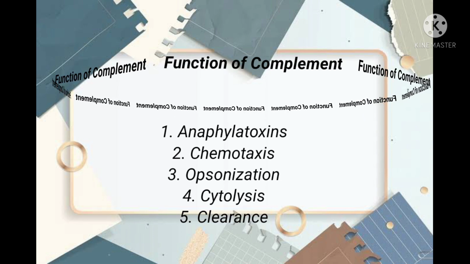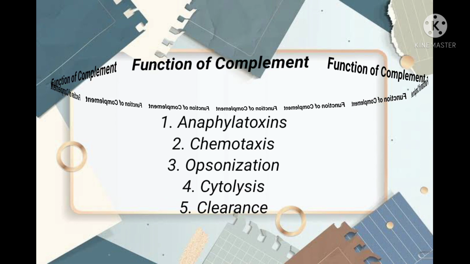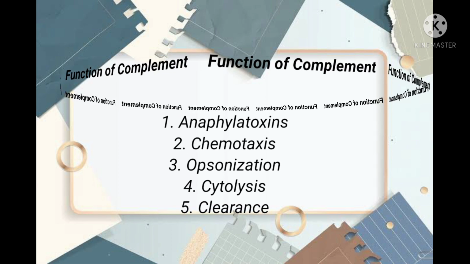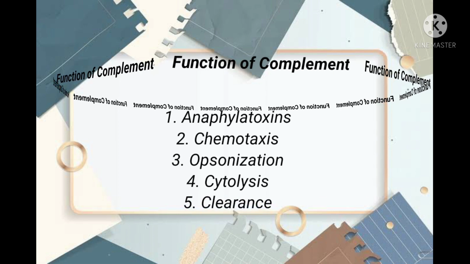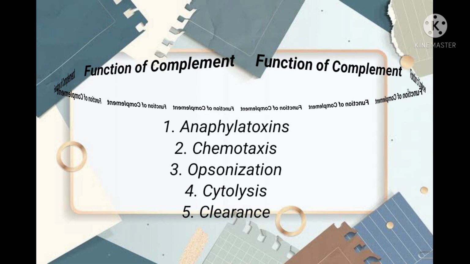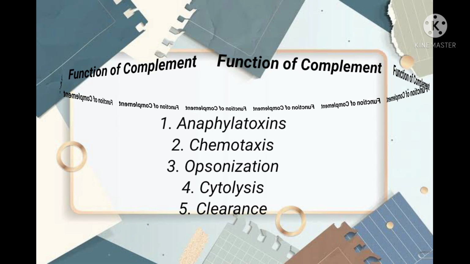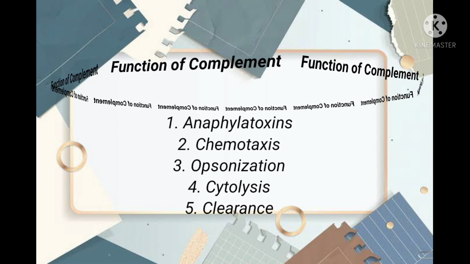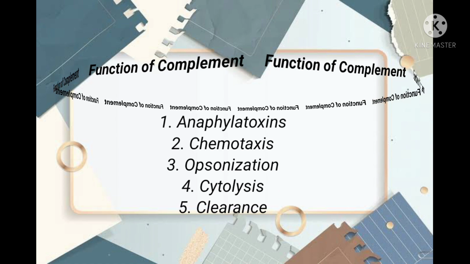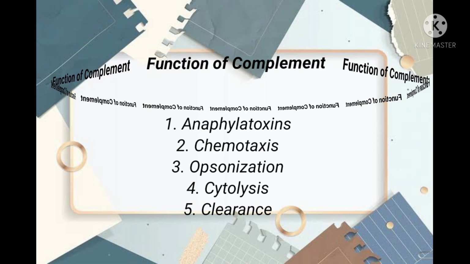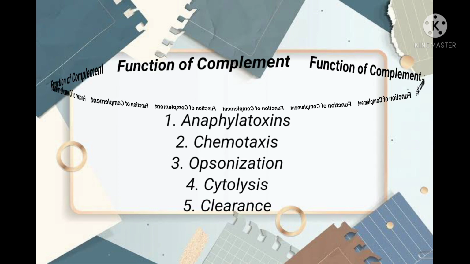Second is chemotaxis. C5a stimulates movement of neutrophils and monocytes towards sites of antigen deposition. Third is opsonization. C3b binds to complement receptors and enhances phagocytosis by neutrophils and macrophages. Fourth is cytolysis. The insertion of the membrane attack complex into the cell surface leads to killing or lysis of many types of cells including erythrocytes, bacteria, and tumor cells. And fifth is the clearance of circulating immune complexes.